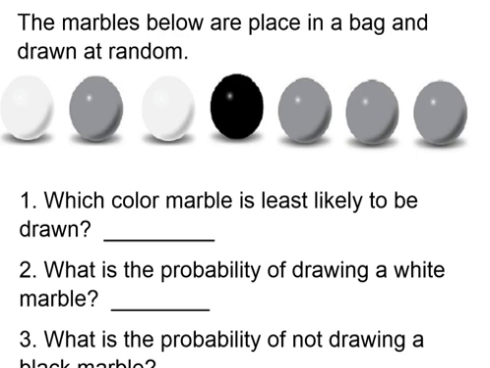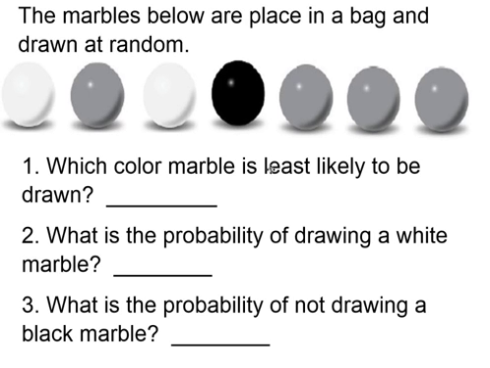Here is a group of marbles. Let's pretend like these marbles are placed in a bag, and then one of them is drawn out at random. Which color marble is least likely to be drawn? Well, that would be the one that there is less of. Since there is only one black, it is the least likely to show up.